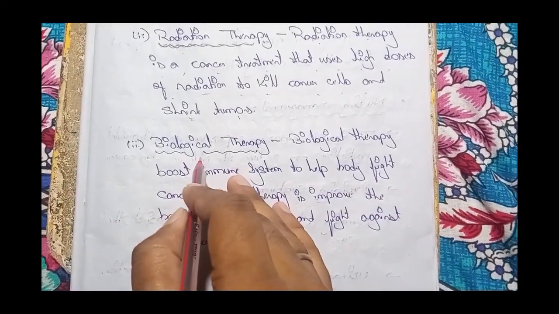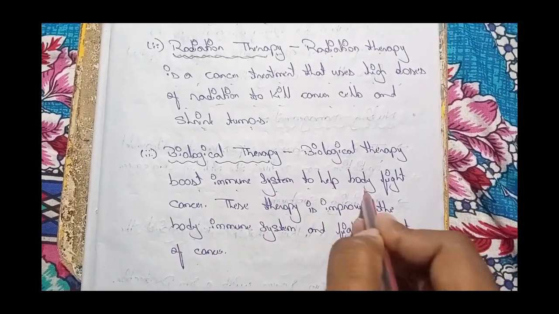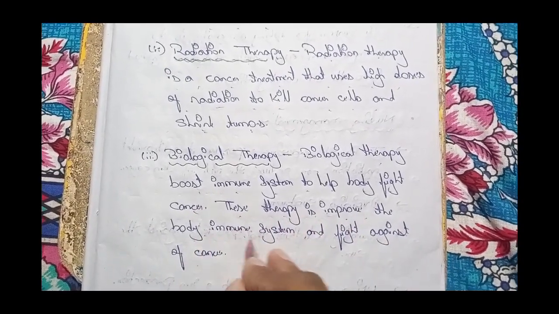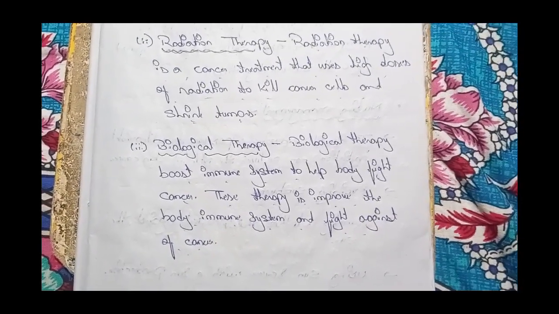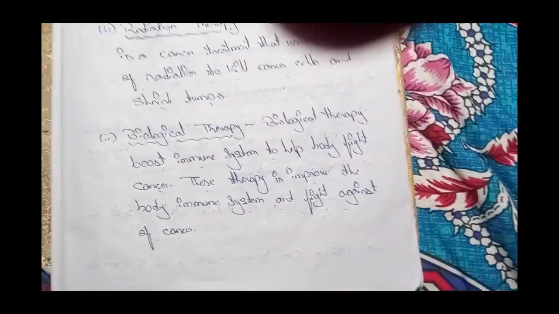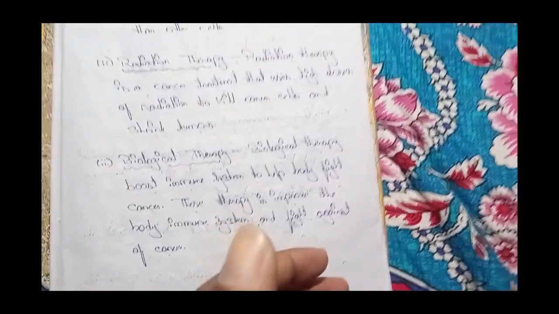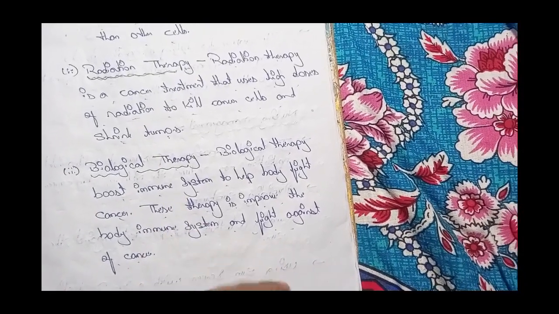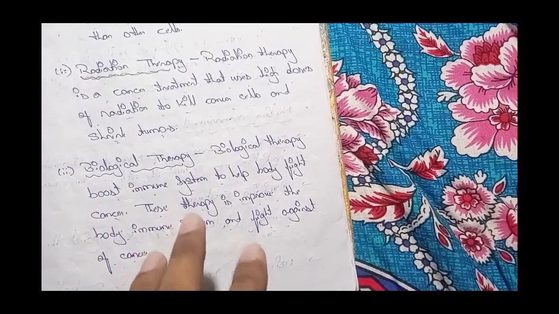Then biological therapy. Biological therapy boosts the immune system to help the body fight cancers. These therapies improve the body's immune system and fight against cancer. If the immune system is low, then there is a chance to get cancer. So for that only, it is therapy to boost immunity, means it is growing the immune system of the body. So for that also we can reduce the cancer spreading cells.